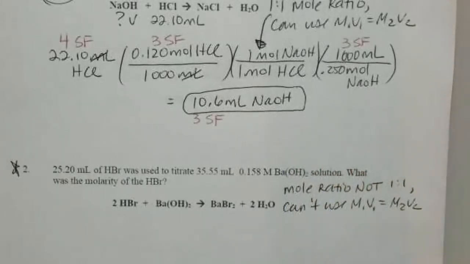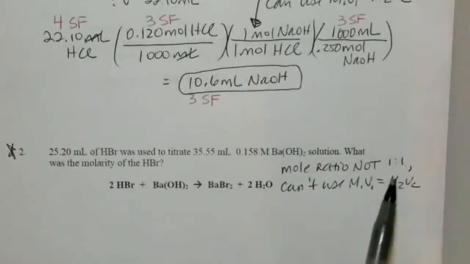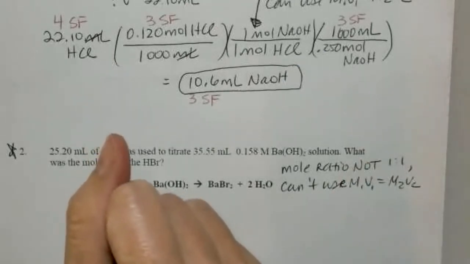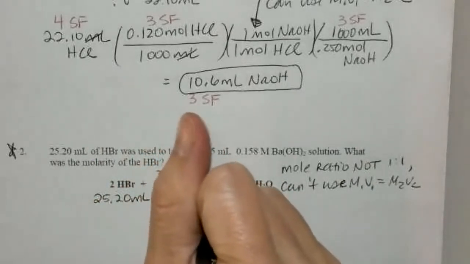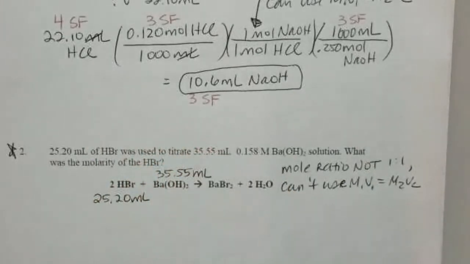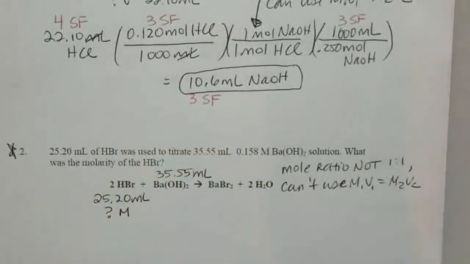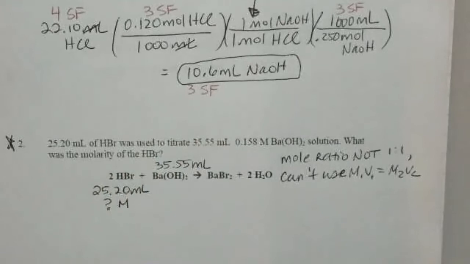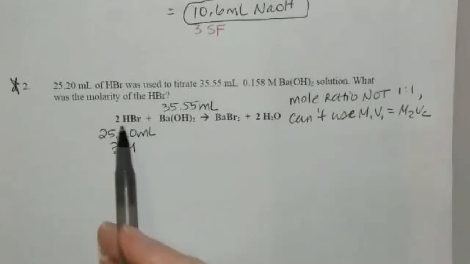So we're going to solve it the same way we did up here, or at least mostly, but we don't want to use the M1V1 formula, because the mole ratio is not 1:1. So I've got 25.20 milliliters of HBr. I've got 35.55 milliliters of barium hydroxide. What's different here is I'm looking to figure out the molarity of the HBr, and I'm given the molarity of the barium hydroxide. So these questions are a little bit harder because we're solving for the molarity of HBr.